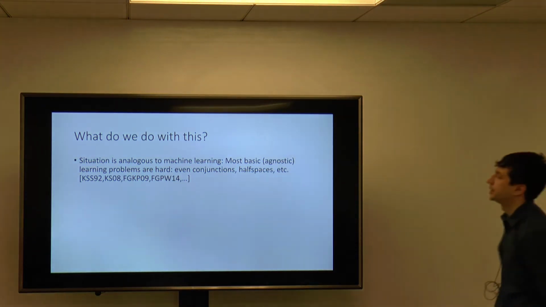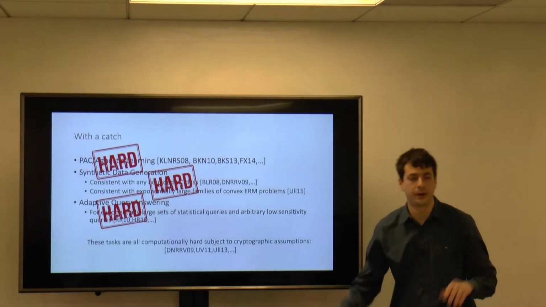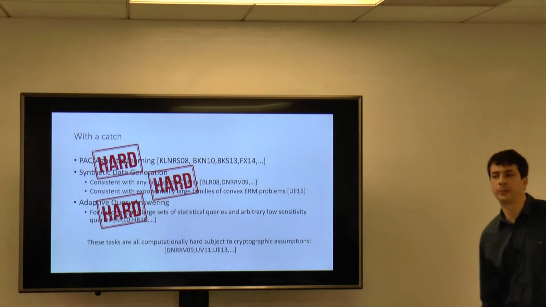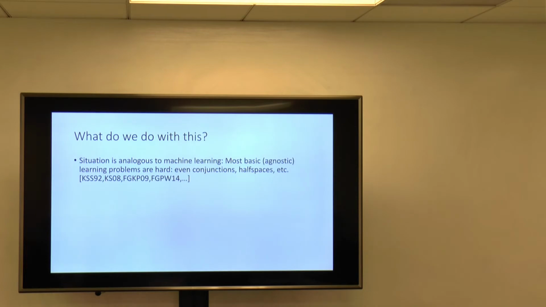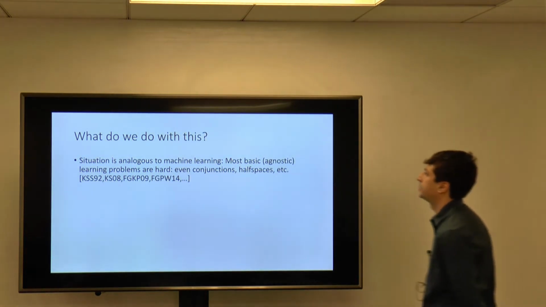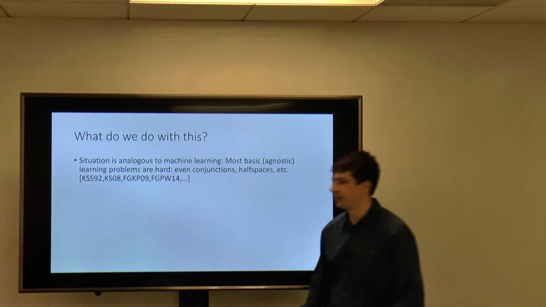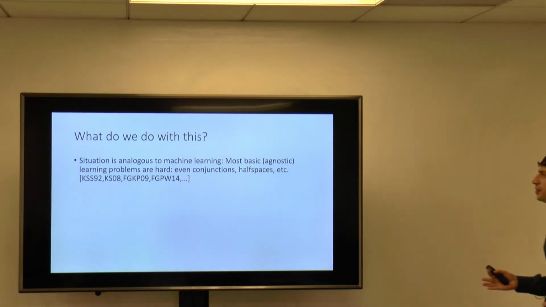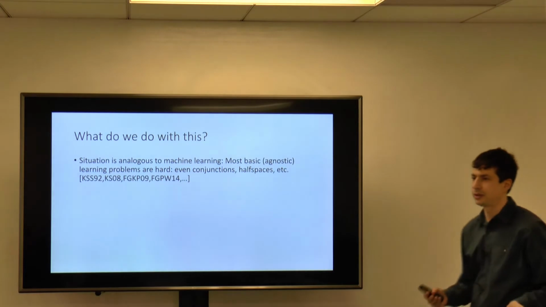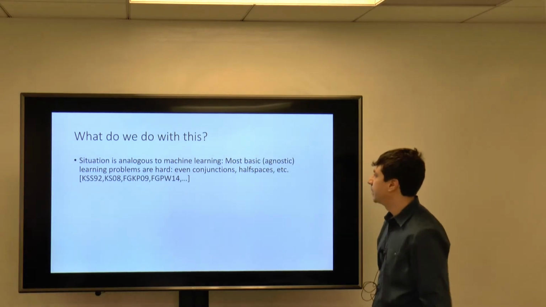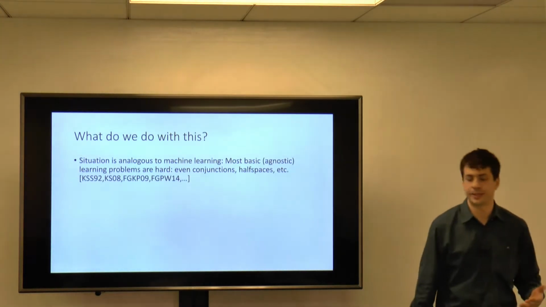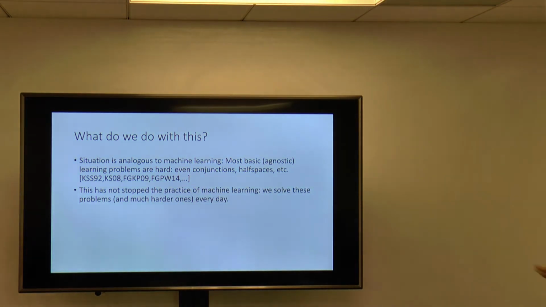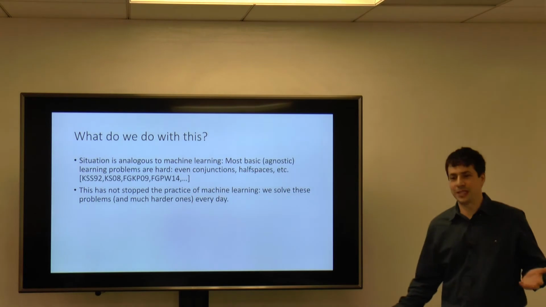So there's pervasive computational hardness. And one question is, what should we do with this? How do we proceed? The situation is not so dissimilar from the state of affairs in machine learning, in that if you look at the PAC learning literature, even the very most basic learning problems, learning half spaces, are computationally hard. They're hard even to approximate. But that doesn't seem to have stopped machine learning.